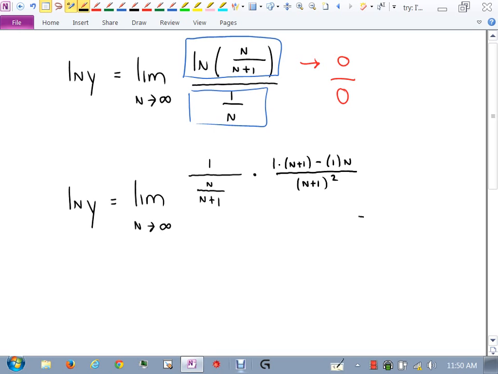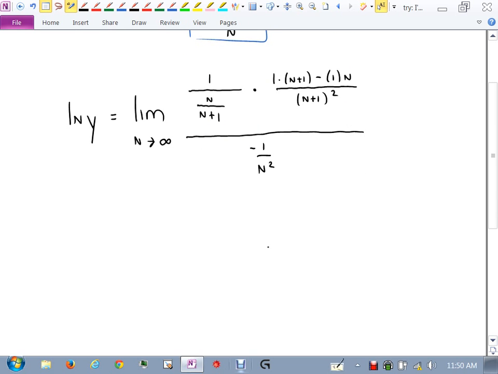Now that's all over what? The derivative of the bottom, which is another quotient rule, or you could do a power rule, negative 1 over n squared. You're just looking at 1 over n as n to the negative 1, and then taking the derivative. And as bad as this looks, I'm hoping, because I kind of made this problem up. Not made it up, but I just adapted a problem that I had done before in another class.